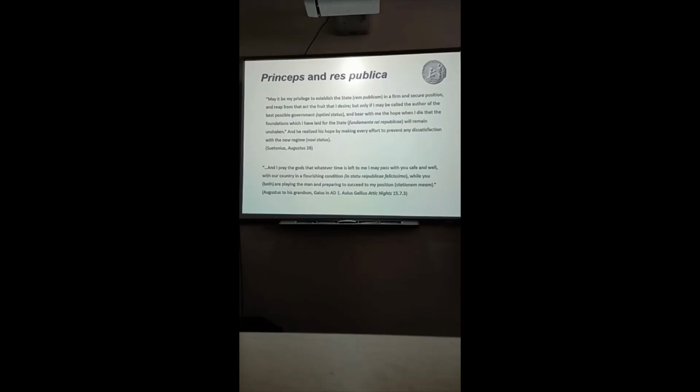And finally, I just want to think about Augustus's position in the state in relation to the res publica and how that is then setting up what we call the principate or the empire, this rule of one individual, or one individual who is the leader of the state. So in Suetonius, he quotes Augustus, "May it be my privilege to establish the state, the res publica, in a firm and secure position, and reap from that act the fruit that I desire, but only if I may be called the author of the best possible government, the best possible status, and bear with me the hope that when I die, the foundations which I have laid for the state, the foundations of the res publica, will remain unshaken." But Suetonius goes on to say, he realized his hope by making every effort to prevent any dissatisfaction with the new regime, the novus status.